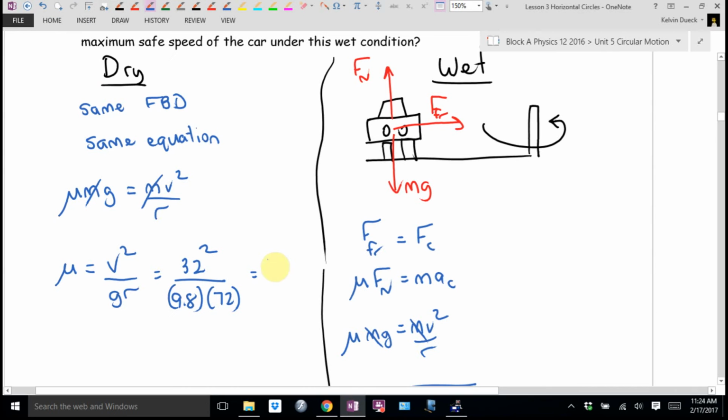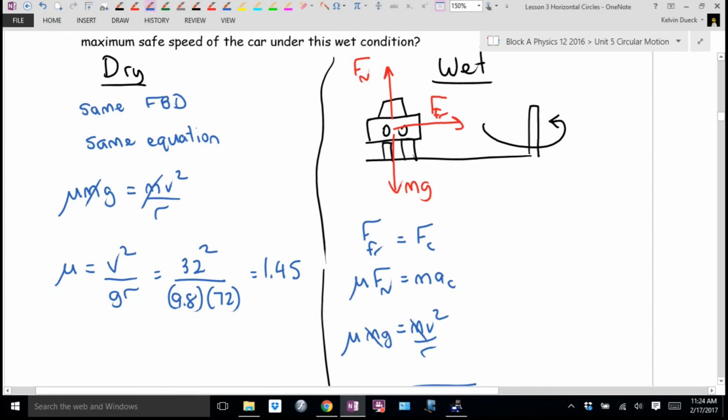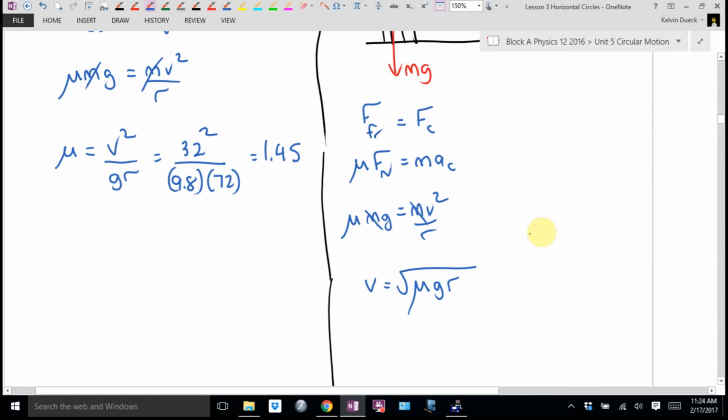So I'm going to write 1.45. Units for mu? No. Now, I want half of that. Divide by 2. So the mu over here, I'll call it mu when it's wet, is point, what was it?